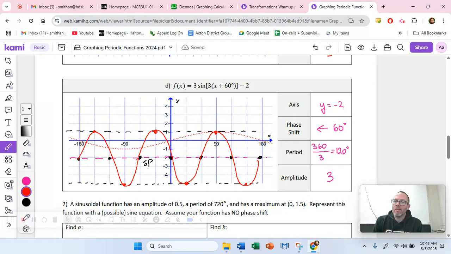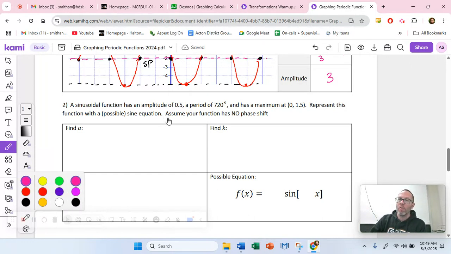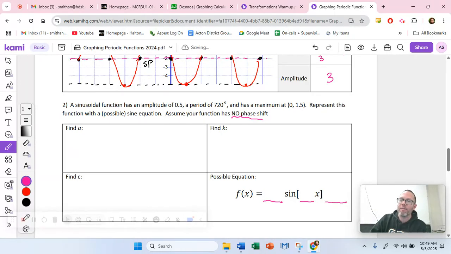Okay, so the last exercise that we'll do with everybody, so the 3Ms can join us too. Instead of having an equation and making a graph, let's take some information and work backwards and find a graph. So we've got a bunch of blanks to fill in here. Note we are assuming no phase shift, so we have to be able to fill in the A value, the K value, and the C value.